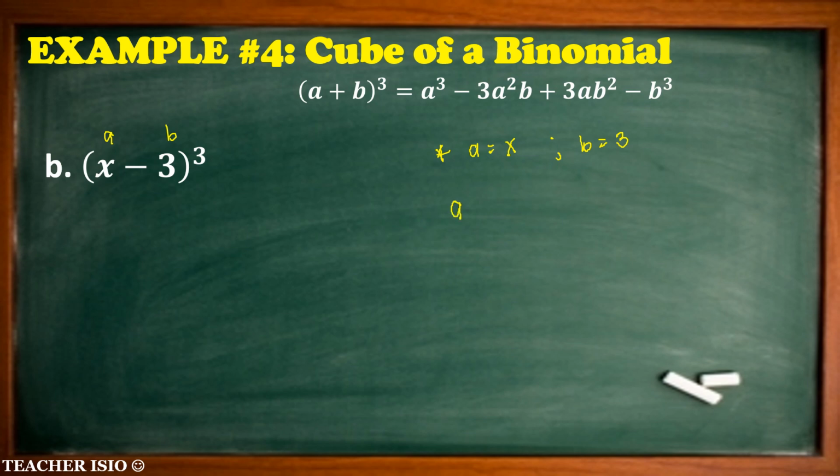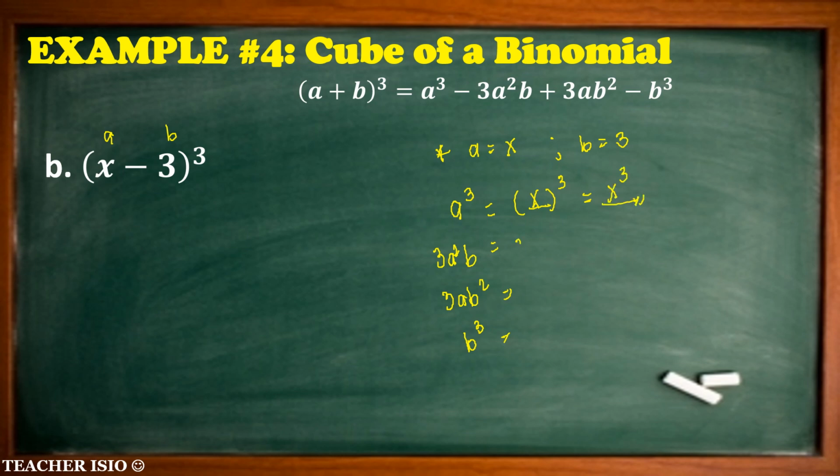We have A cubed, 3A squared B, 3AB squared, and then B cubed. Sinulat na natin. Yan. So what is A cubed? We have blank ulit, cube, substitute lang natin yung x. So we have x raised to 3, which is equals to x cubed.